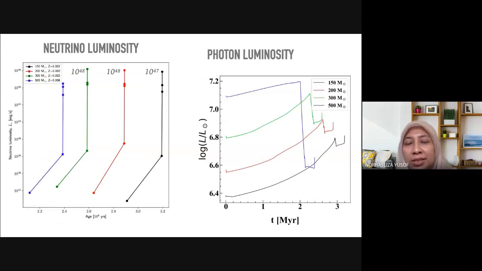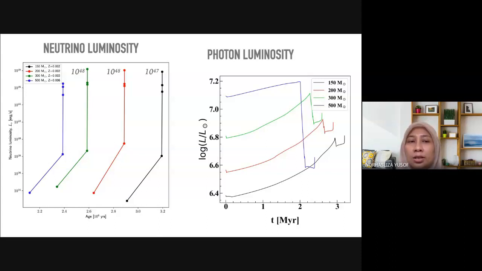Here our goal is a bit different. This is the one that we are going to do to compare with what people observe astronomically. This is how people in astronomy plot the luminosity compared to the age. This is luminosity, the light that we can observe through the telescope. Instead of using the normal photon, we try to map using the neutrino luminosity and see what the difference is.